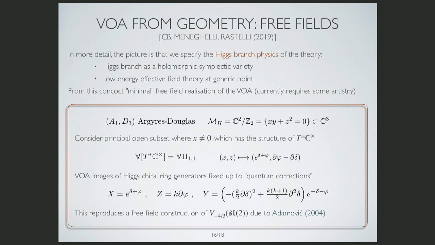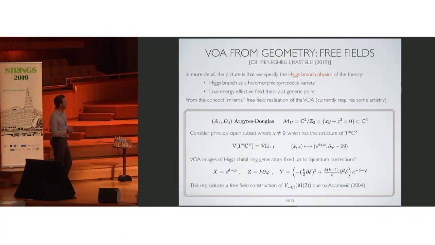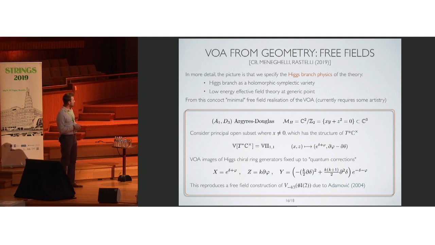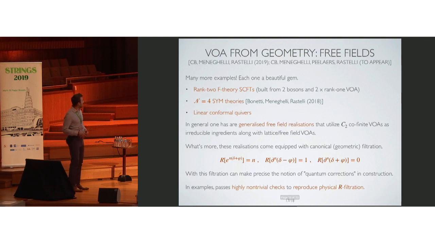So x is the coordinate on C^*, so it's invertible. So you should think of an exponentiated chiral boson as being an invertible free field in a vertex algebra. And z, which lives in the fiber, so it's not invertible, looks like some combination of U(1)s. And then it turns out that you can take this finite dimensional model and upgrade it and fix things up to quantum corrections in order to reproduce a free field construction of the vertex algebra associated to this theory. That was very fast, but I have 10 seconds left.